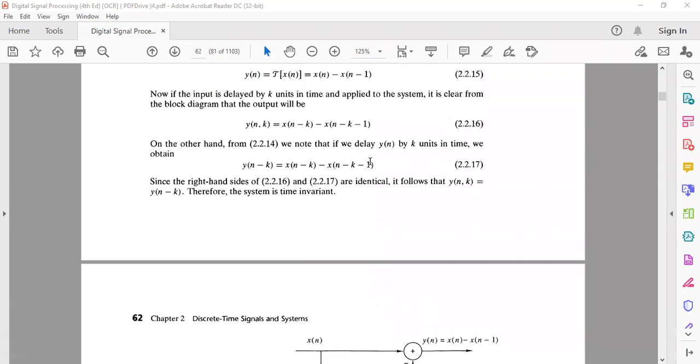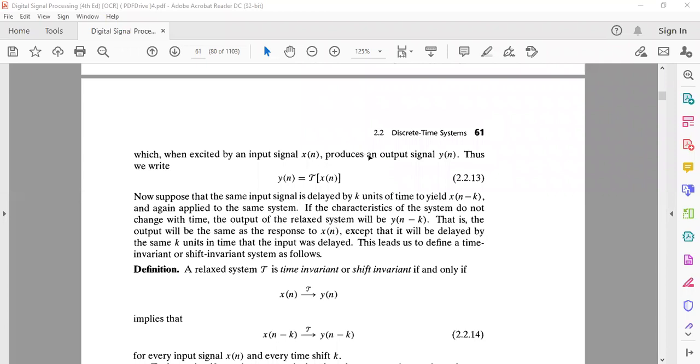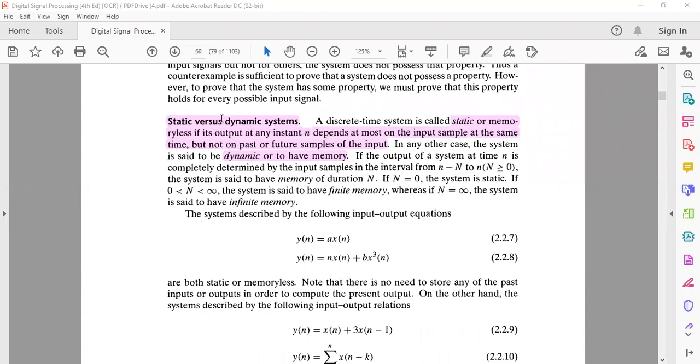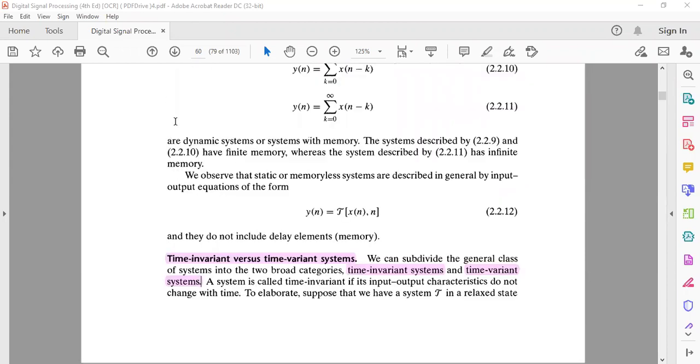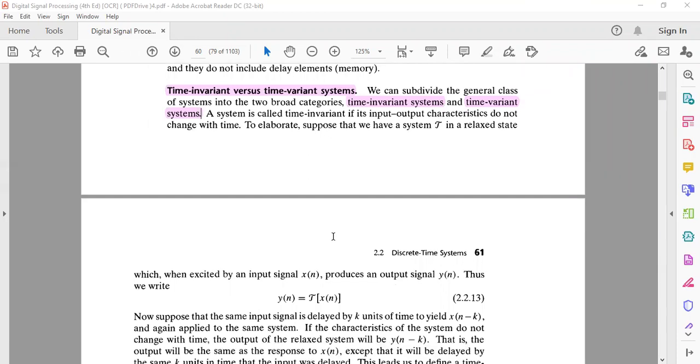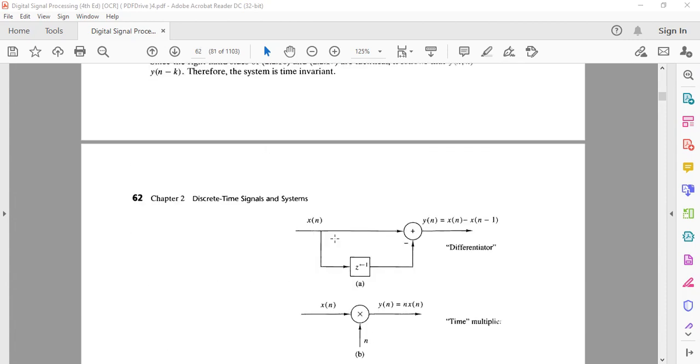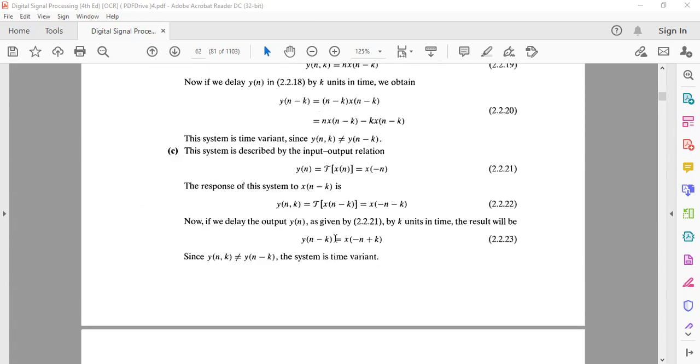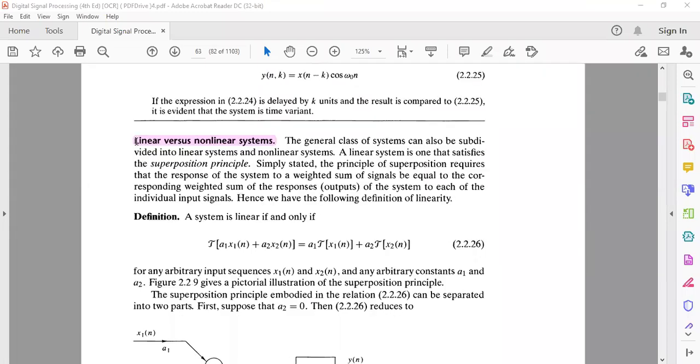So we have two system classifications so far. We have memoryless versus having memory, or static versus dynamic. Then we have time invariant versus time variant systems. Which other classification do we have? Linear versus non-linear systems. When do we say a system is linear, and when do we say it is not linear?